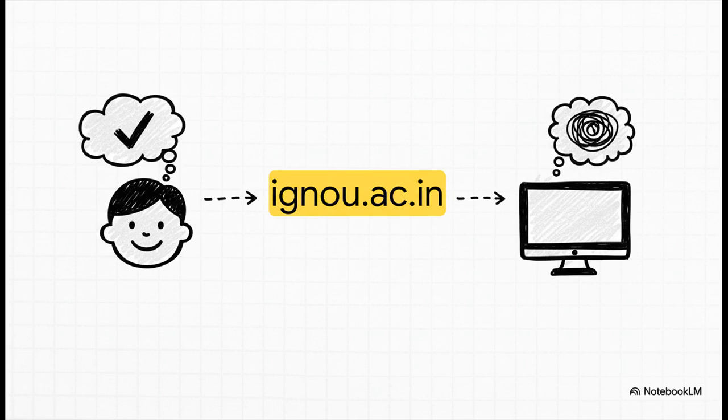Next up, we've got the domain name, in this case, igno.ac.in. This is the part we all recognize, right? It's the memorable, easy-to-read name for the website. It's the brand, the main location. But here's the twist. This name is for us humans. Computers, they don't actually use it.